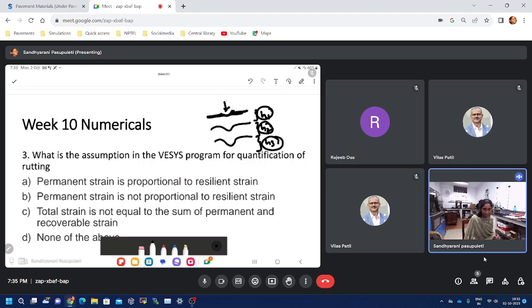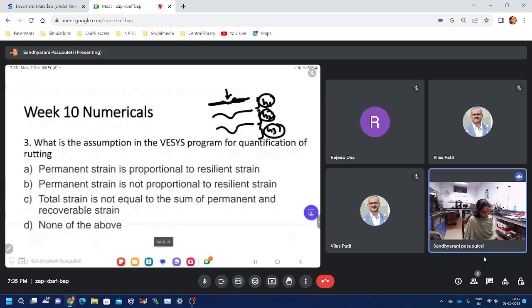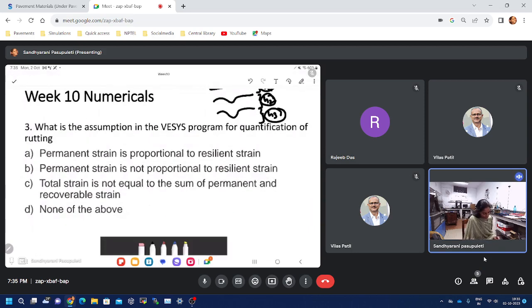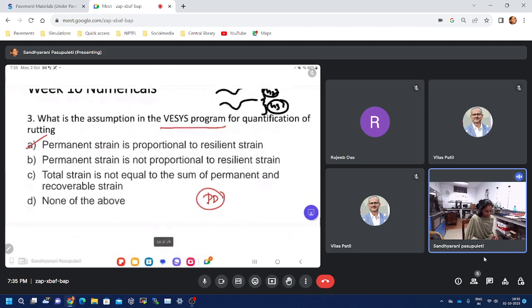So how do we determine this? As currently we do not have exclusive experimental information, we have existing programs or empirical equations to calculate that. WESI's program is one such process. In that process, the main assumption is that the permanent deformation or the rutting or the permanent strain is proportional to the resilient strain. Most of the time it may or may not be, but this is one of the assumptions they have considered.